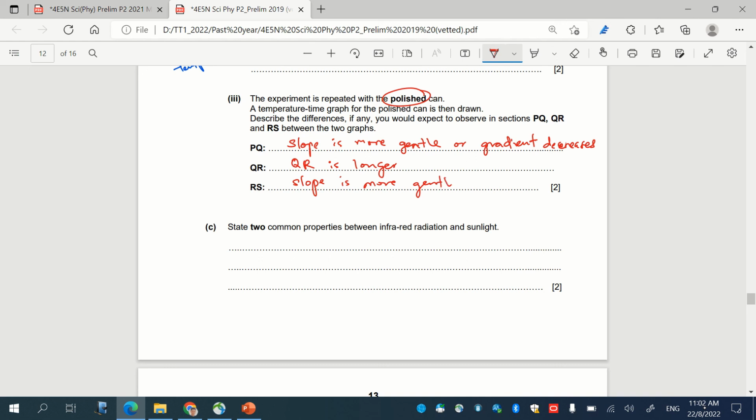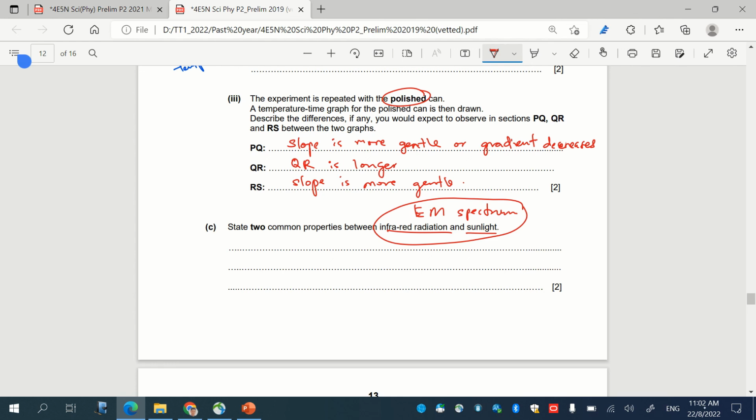Okay. Finally, state two common properties between infrared radiation and sunlight. So all this you must have already memorized. The electromagnetic spectrum, the wave. You learned three common properties, so state any two of them. That one you can go and refer to the answer on your notes. You remember there are three. First of all, they are all transverse waves. Number two, they all travel at the same speed, the same speed of 3 times 10 to the power of 8 meters per second.